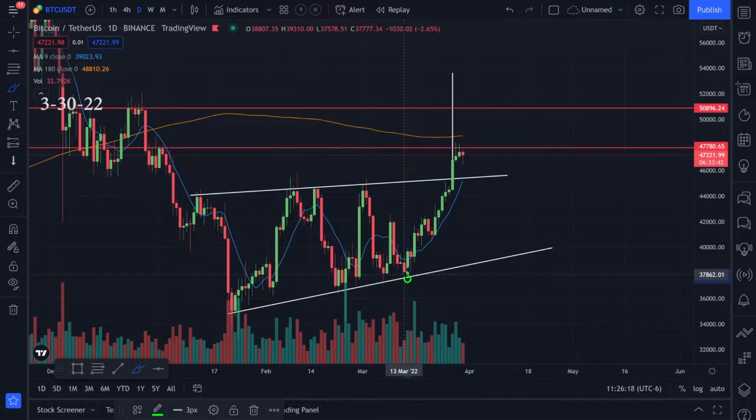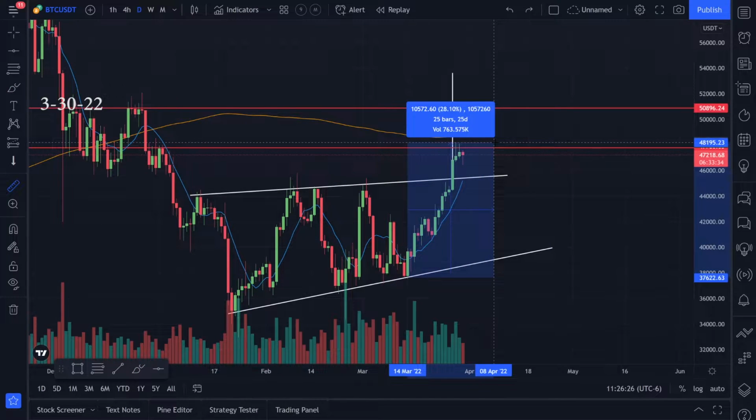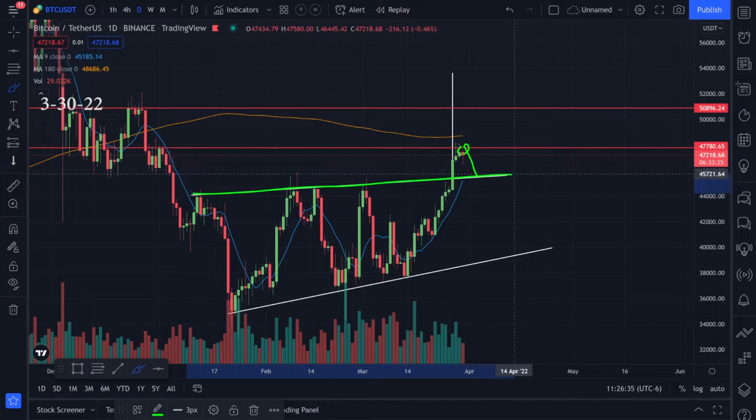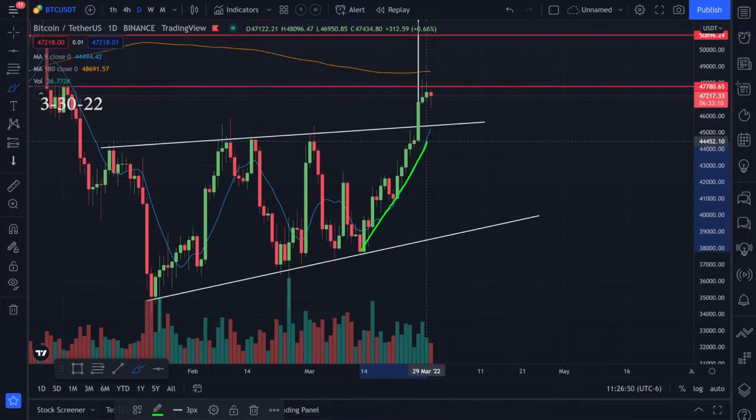If we measure from the bottom to where we are right now, it's already been 28% this upward movement. So I wouldn't be surprised if we do see a pullback. Maybe we come and retest this top trend line right here. This spot is sitting at around 45,482 approximately.